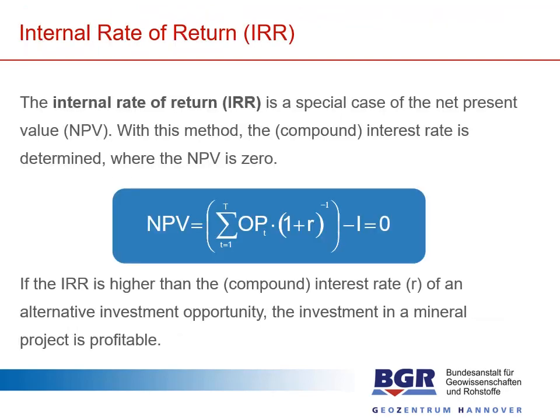We are now coming to the internal rate of return, or IRR. The internal rate of return is a special case of the net present value. With this method, the compound interest rate is determined where the net present value is zero. So all the operating profits minus the investment result in zero. And this equation can only become zero when the discount rate is adjusted. So if the internal rate of return is higher than the compound interest rate of an alternative investment opportunity, the investment in a mineral project is profitable.